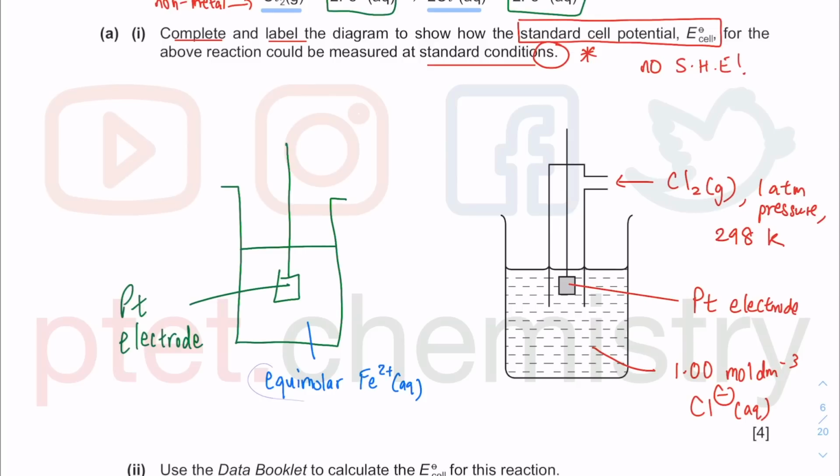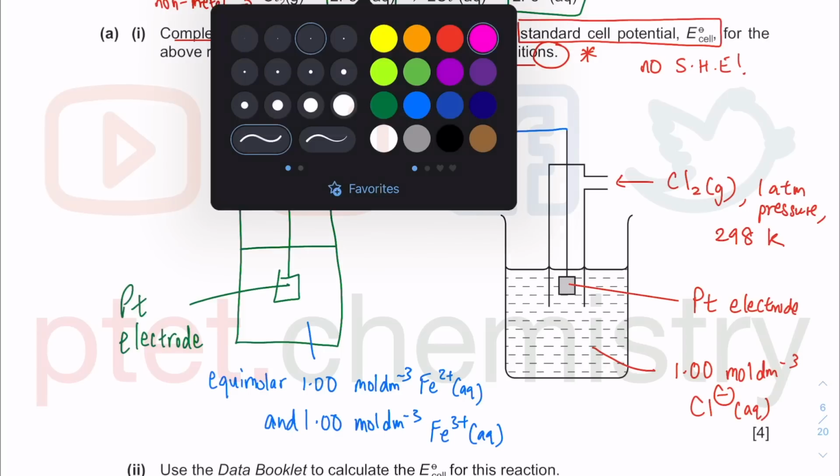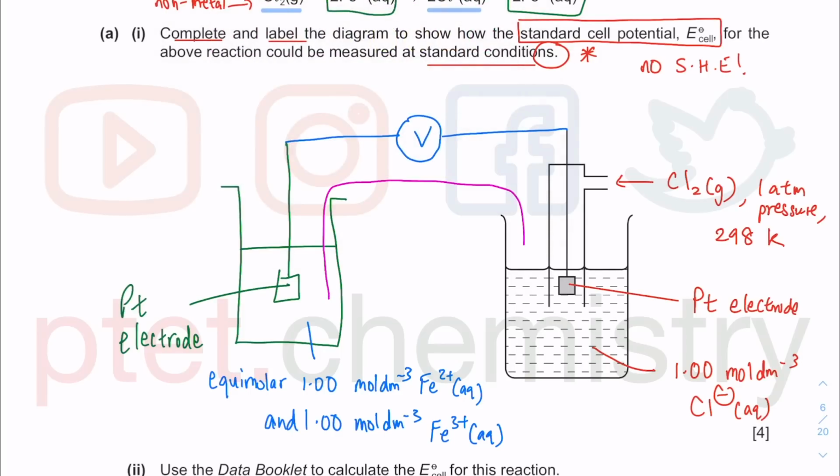Actually, I forgot the 1.00 mole per dm cube. 1.00 mole per dm cube iron 2 plus, and also 1.00 mole per dm cube iron 3 plus aqueous. And we want to calculate standard cell potential, so we need a voltmeter. A voltmeter will measure the potential difference, but our circuit is not complete, so I need to draw a salt bridge in order to complete the circuit there.